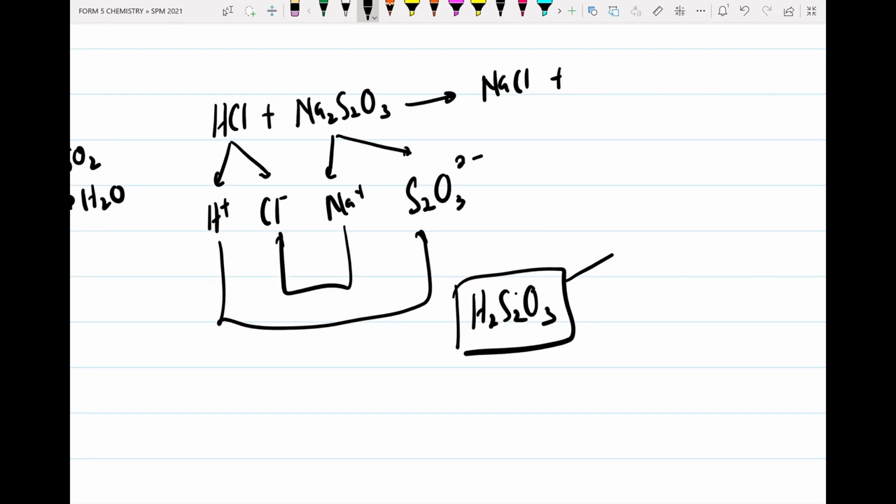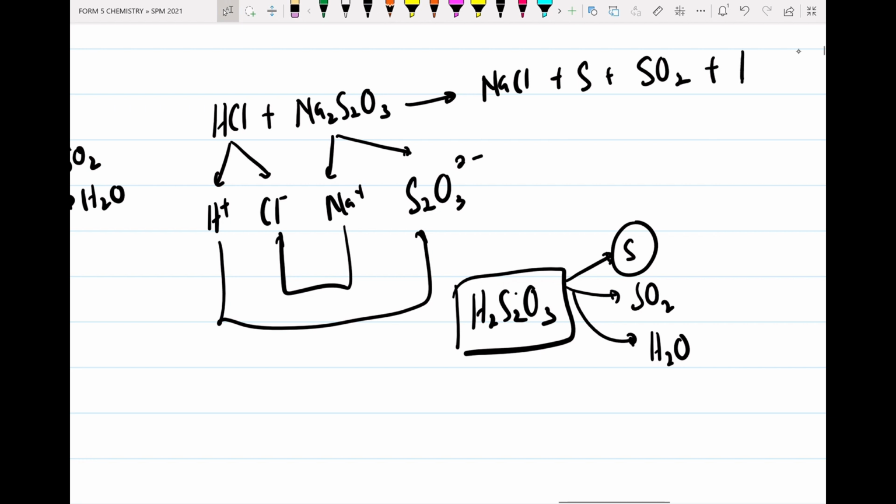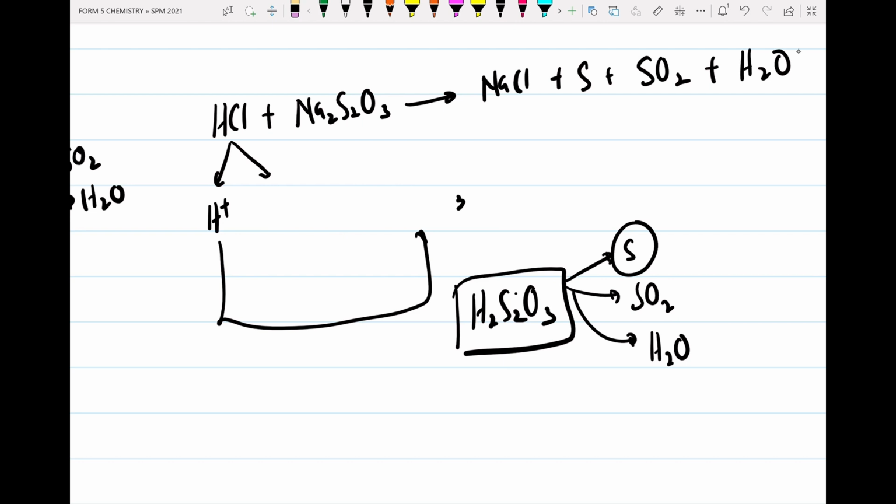Okay, this thiosulfonic acid will rearrange itself, produce sulfur dioxide, sulfur, and water molecule. Take the sulfur, put here, sulfur dioxide and water. We will get 4 products. Okay, and balance the equation. The students must know how to balance the equation.